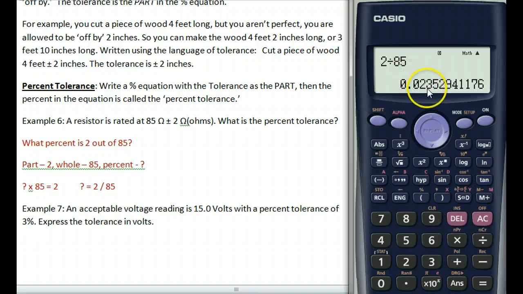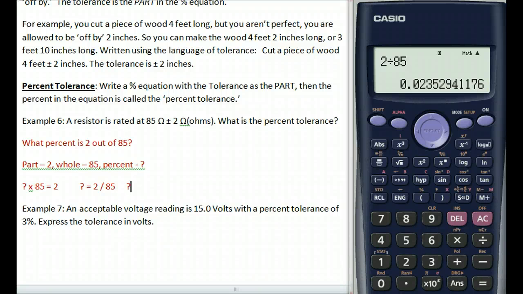2 divided by 85 is 0.023529. And so I want to take that and I want to change it to percent. So I need to take that number and I need to multiply it by 100, or I need to move the decimal point 2 places to the right.